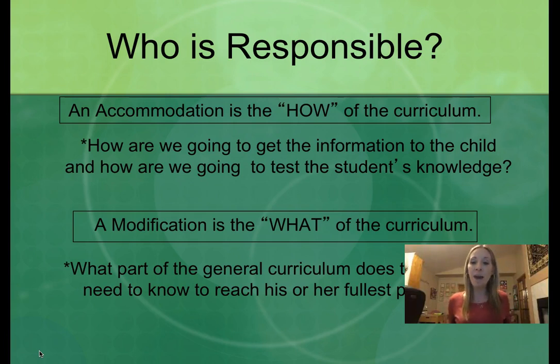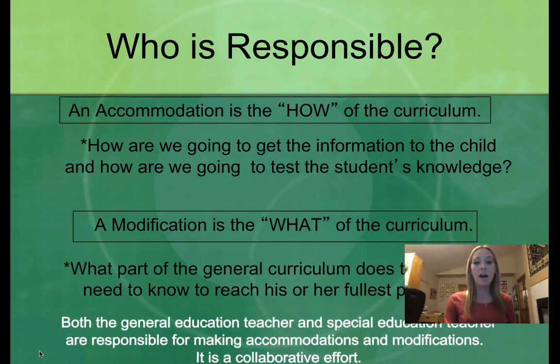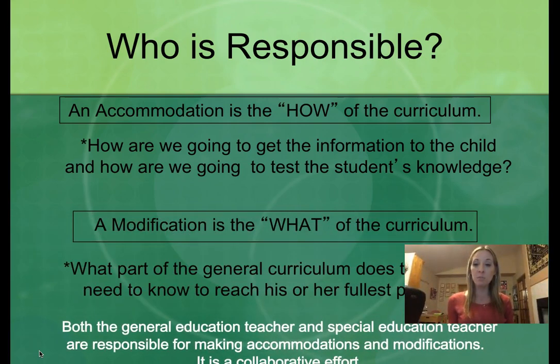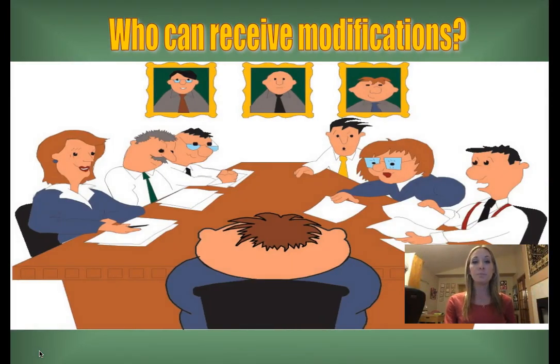So if we're looking at math access, like I described earlier, some students might be doing multiplication, but a student might be doing addition because we want to make sure that we're getting them access to that general ed math curriculum. It's a different level, but it's still math curriculum access. And who is ultimately responsible? It's both the general ed teacher and the special education teacher who are responsible for making those accommodations and modifications using a collaborative problem-solving approach together.